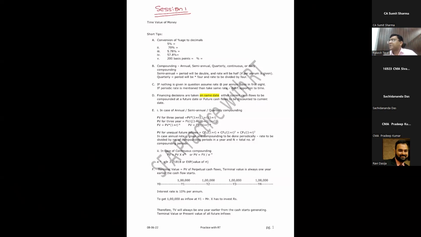There are 5 options on the screen. If you can just put it in the chat box. So we have to divide by 100. So 5 by 100, to convert it, it is 0.05. This is very easy and a very basic concept, but most of the time, mainly in the third and fourth options, we make a common mistake.